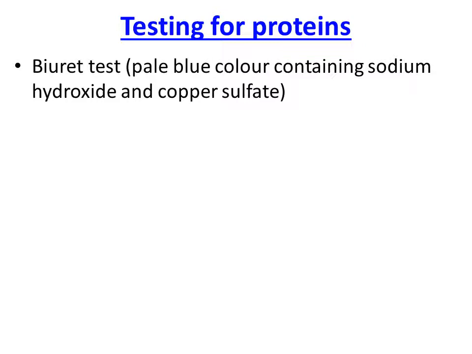Before we go on to looking at the structure of proteins, it would be a good time to have a look at how we might test various different foods for the presence of proteins in them. The main test that you will have come across before is Biuret's test. This starts off as a pale blue colour, and that is because it contains copper sulfate. It also has sodium hydroxide in it.